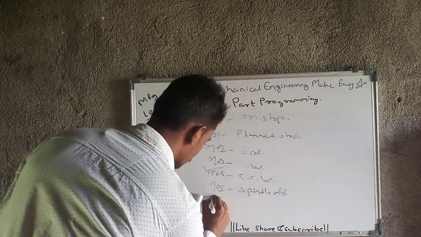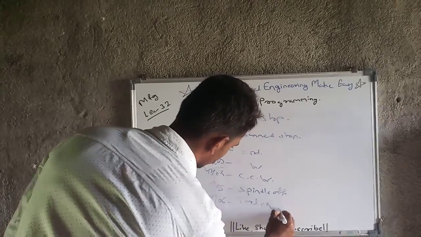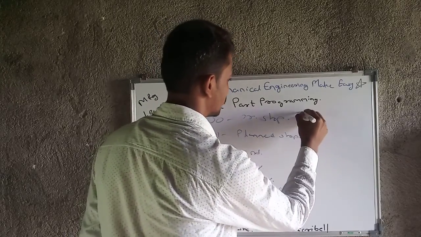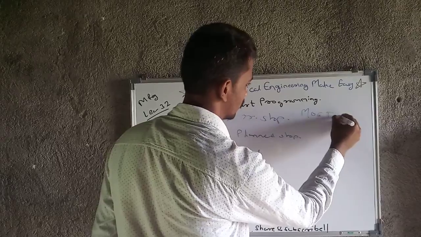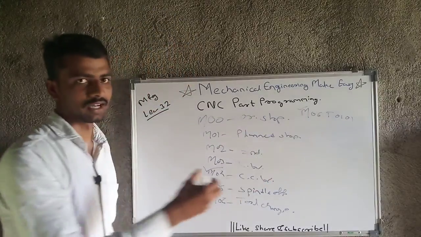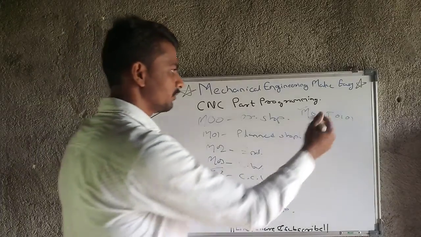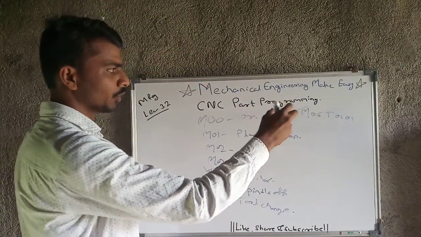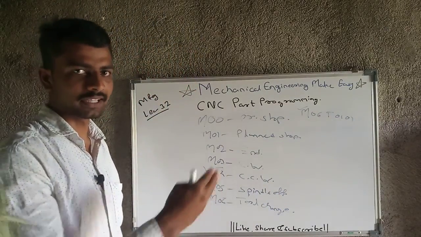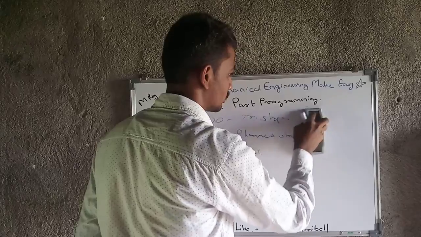Then M06, tool change. How the tool change we have to do, I will give you one example here. M06 T0101 means that M06 will tell the computer that we have to change tool, but ultimately which tool we have to select, then we have to write the specification of that tool, that is nothing but T0101. That may be different according to our tool selection. This is only one example I have given here.